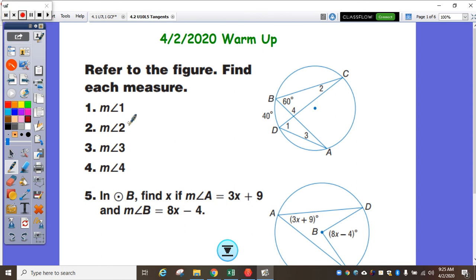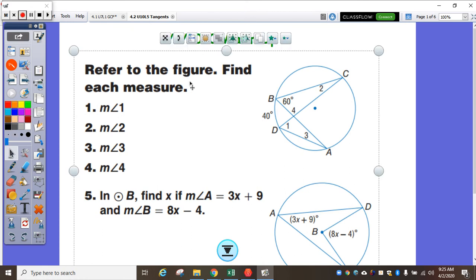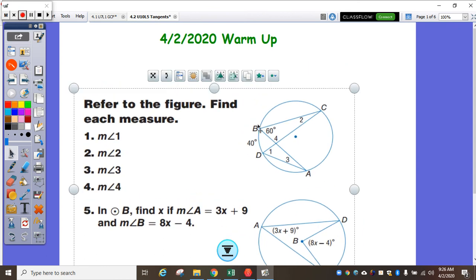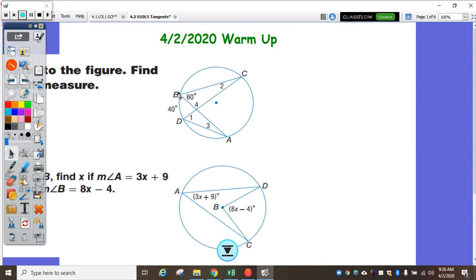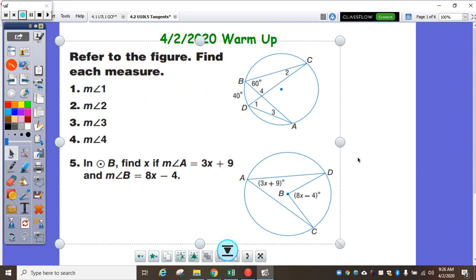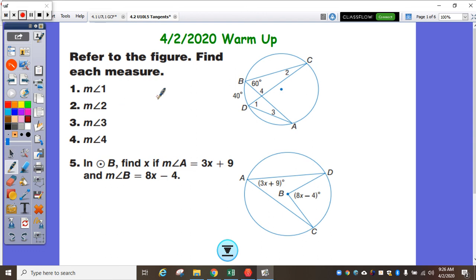So if we're looking at angle 1 right here, hang on one second, let me drag this over. The way that this tablet is set up, my pen is not giving me exactly the distance that I want on the screen here. All right, so let's try this again. When looking at angle 1, because it shares the same arc as this angle 60 does, then if this is 60, angle 1 would also be 60, because they share the same intercepted arc.